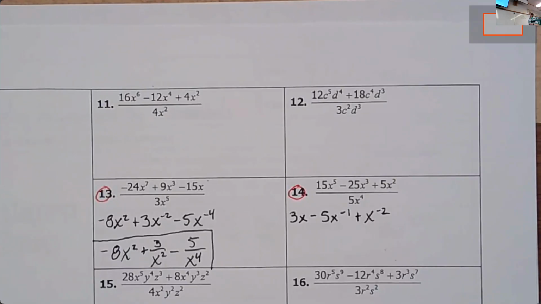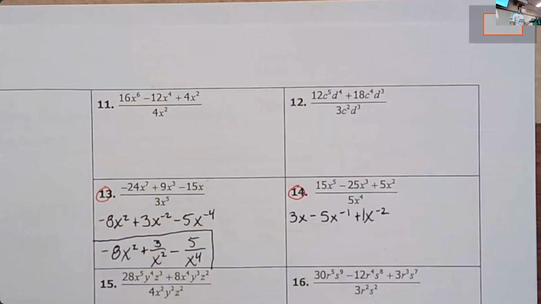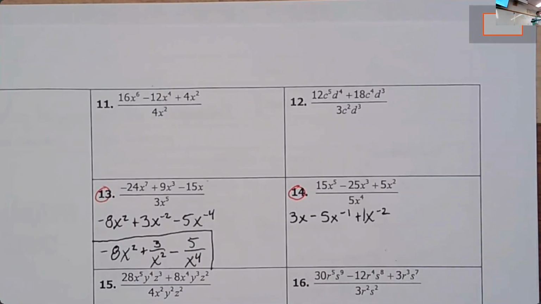So our first step looks like this. 3x minus 5x to the negative 1 plus x to the negative 2. Or plus 1x to the negative 2, either way. And actually having a 1 there might make it a little bit easier for you once you do the second step. So once we have that, make sure you've got that on your paper. Does anybody have an answer to this one?